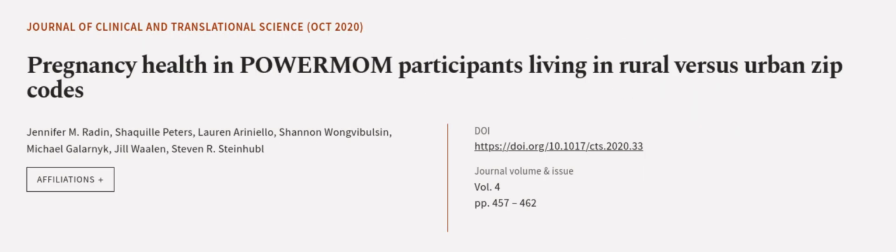This article was authored by Jennifer M. Radin, Shaquille Peters, Lauren Ariniello, and others.